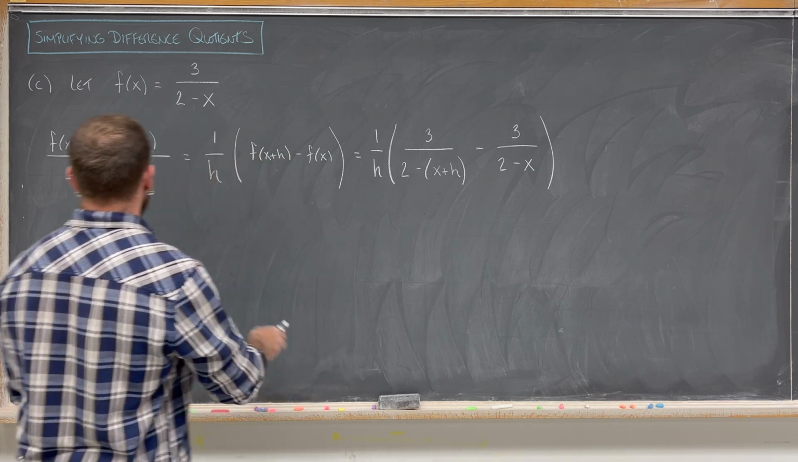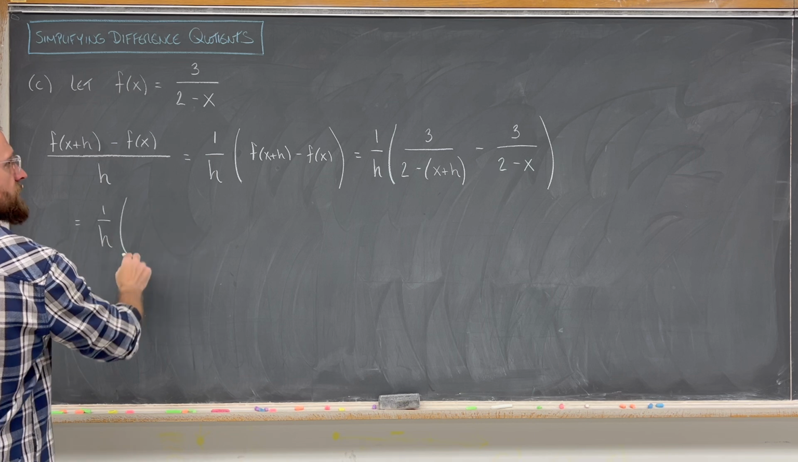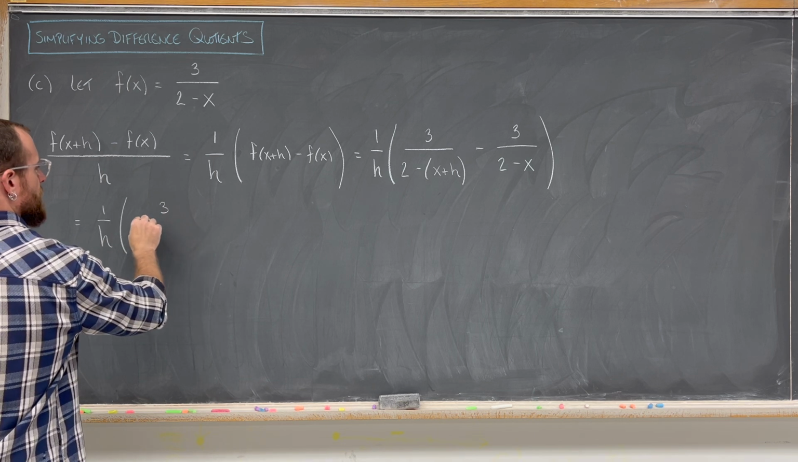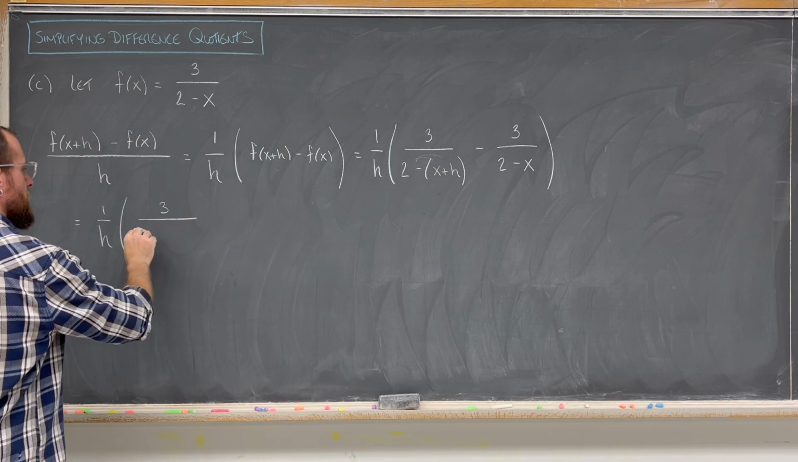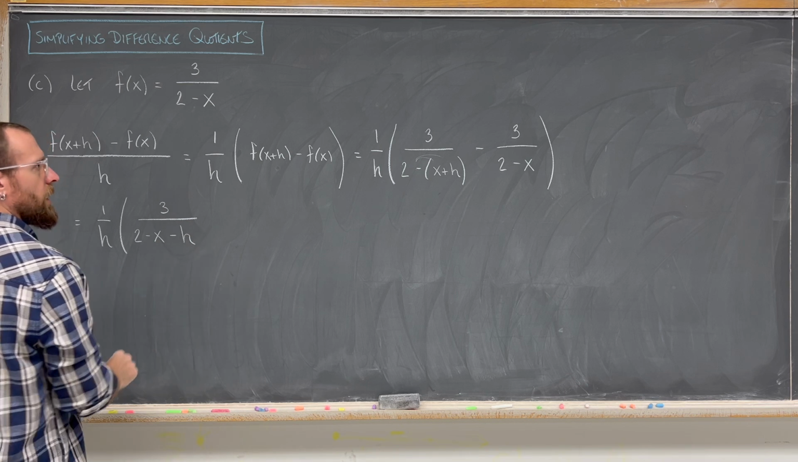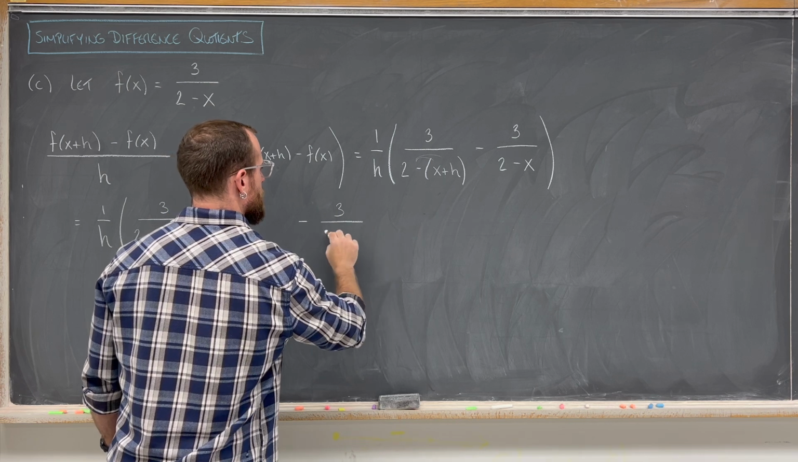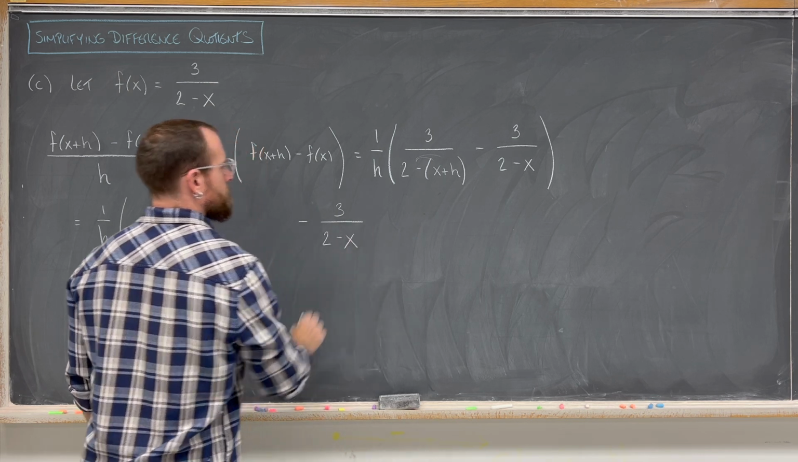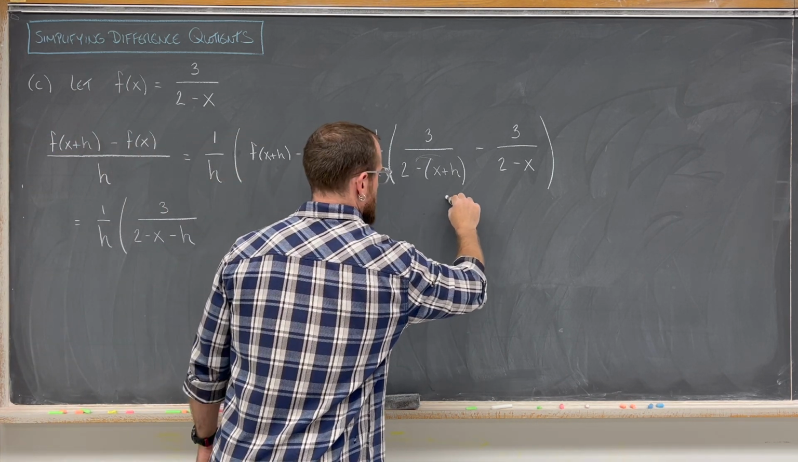So let's see. What do I have here? I have 1 over h times, and this fraction, of course, is 3 divided by, let's distribute that negative sign. So I have 2 minus x minus h. Okay? And over here, I'm subtracting 3 divided by 2 minus x. Now, in this case, close parentheses. Okay?